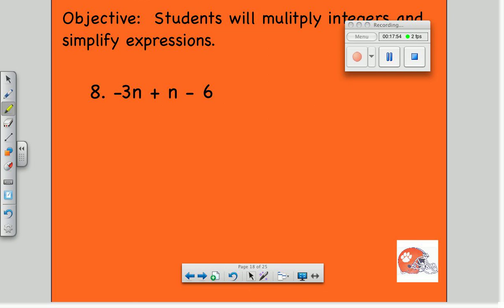Negative 3n plus n minus 6. Write the problem. I'm going to put my invisible 1 here. Negative 3 plus 1. I can combine like terms because they both have n. What do I have more of, negatives or positives? I have more negatives. So now I know my result's going to be negative. And what's 3 minus 1? 2. 2n minus 6. I cannot do anything more here. I cannot combine like terms.